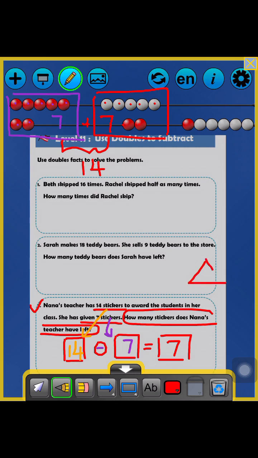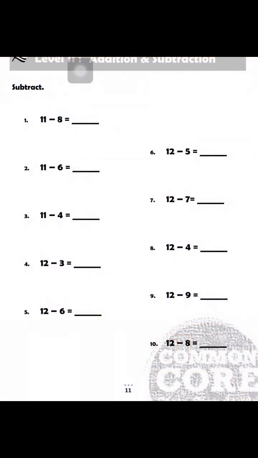And we write down the fact family again. 14 minus 7 equals 7, and 7 plus 7 equals 14. And now we are on page 11, and on this page we will do some subtraction questions. And we will use the abacus to help us find the answer.